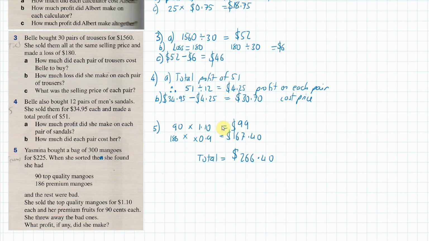So the total profit is going to be the amount she sells everything for, which is $266.40. Subtract the $225 that she bought the mangoes for, and she makes a profit of $41.40.